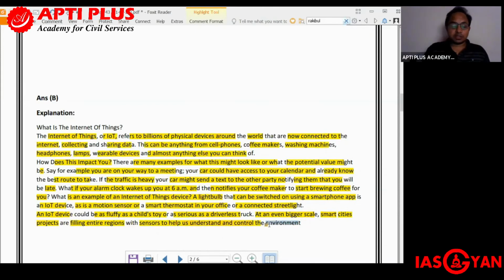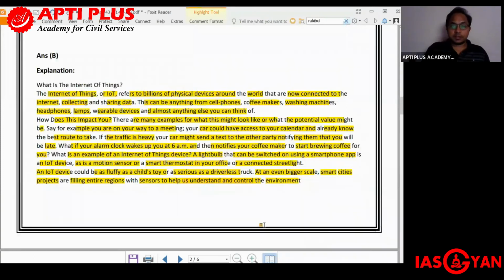the environment. So this is the future, that is Internet of Things, where everything will be interconnected via the internet. So this is something that will be a reality in the future. So 2B is the right answer.